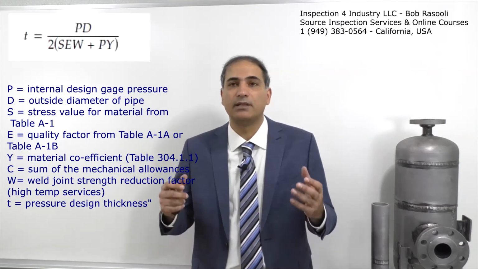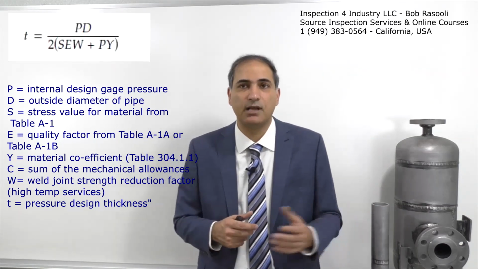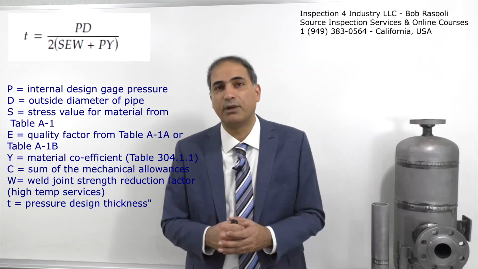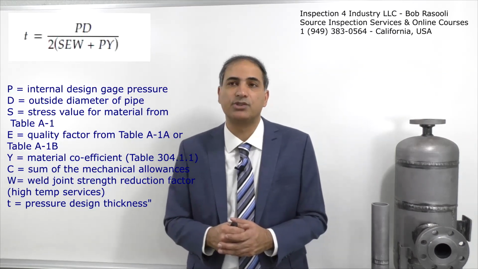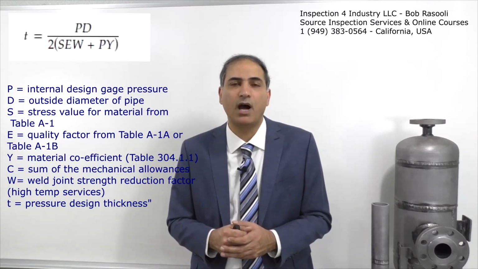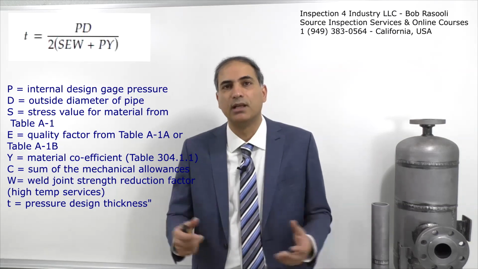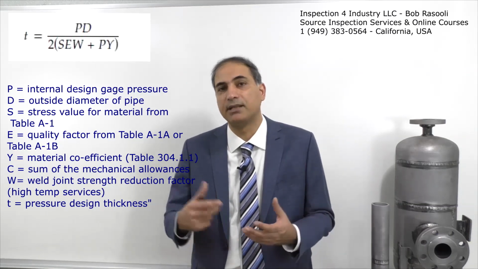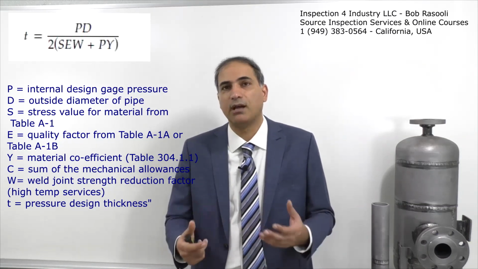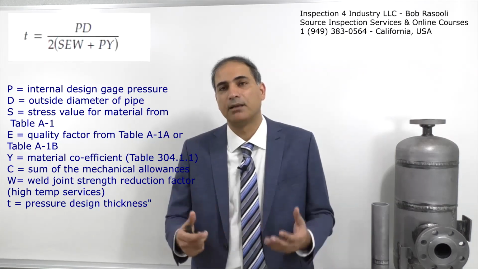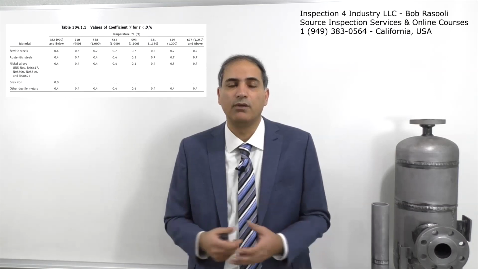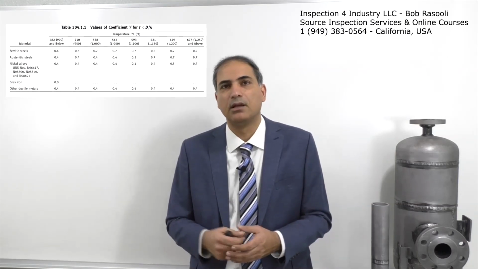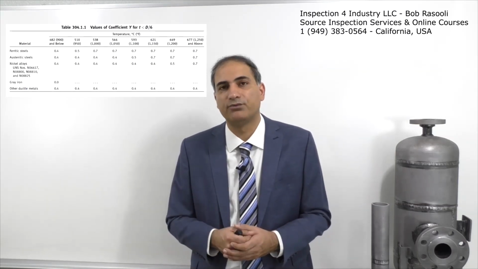And then you have the P value, which is the same design pressure. We're going to put that value in the denominator also, you can see it on the screen. And then you have a Y value, which is the coefficient. There's a table for that, and it depends on the temperature. Most of the time, at high temperatures, it's 0.4. You have to check that value from the table.